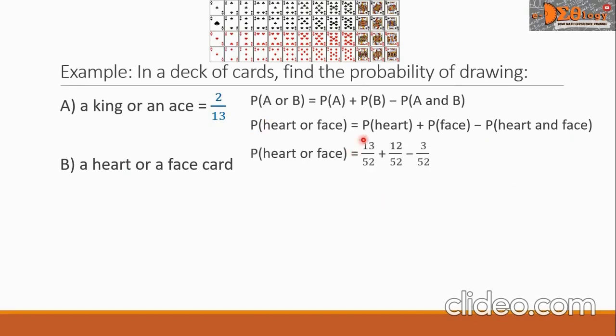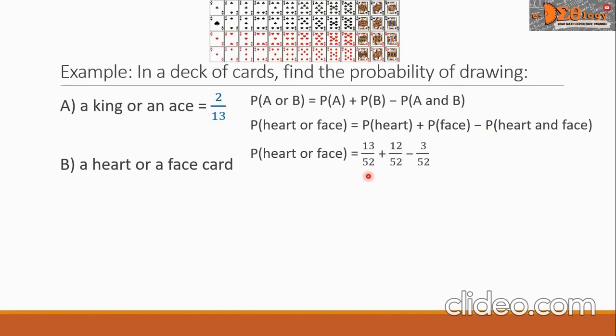So let's begin with the probability of heart. There are 13 cards with hearts. So that is 13/52 plus the P of face. You can see here there are 12 face cards in a deck of cards. That's why this is 12/52. Then minus the P of heart and face. There are 3 cards here, heart and a face at the same time. So we see here 3/52.